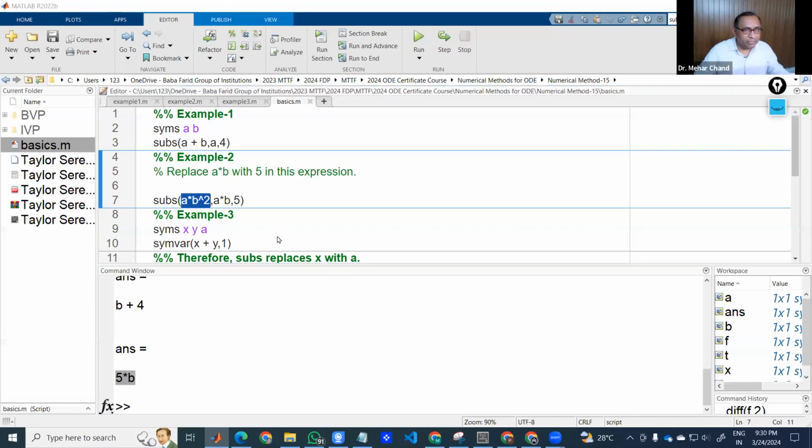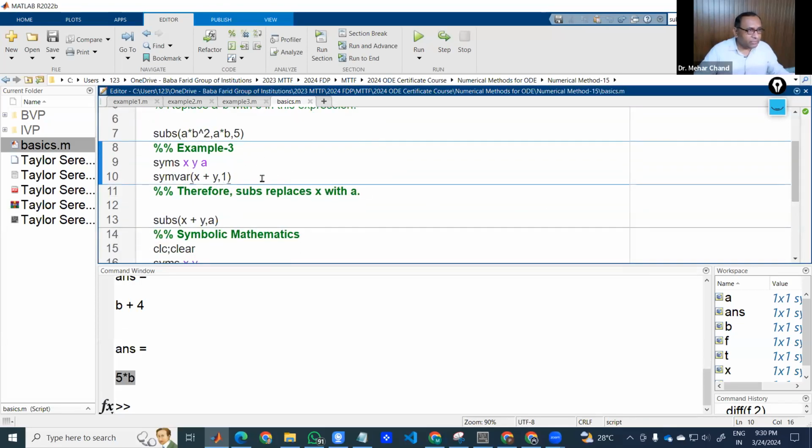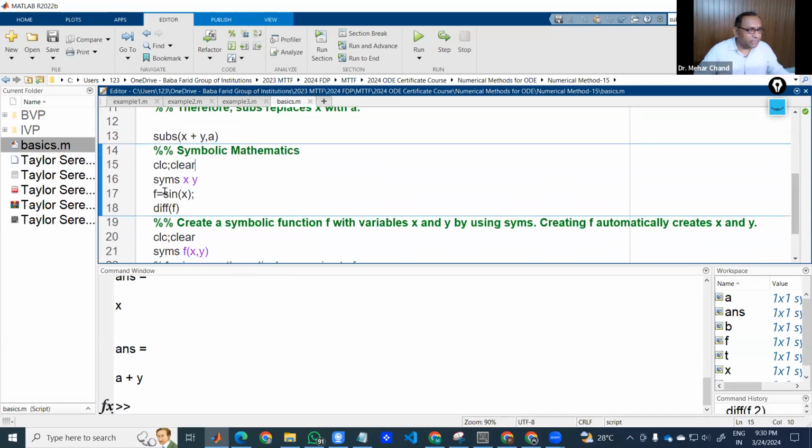Similarly, we have several more examples. You can check them. Here we have x by a and x plus y. This syms will declare the first variable. When you execute, check it. The first variable is x, and here we are using subs to replace x with a. So when you use x plus y comma a, x will be replaced with a. These are a few examples of symbolic functions.